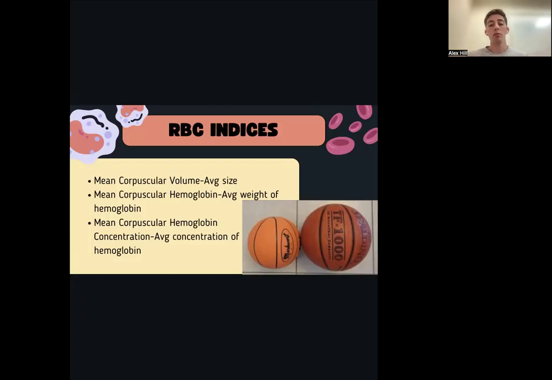So if we have a really small ball, so that's small MCV, with a normal amount of air, that's MCH, then the concentration would be high, right? Because it's a small ball with a normal amount of air, that'll have high MCHC. So that'd be small MCV, normal MCH, and a high MCHC. But MCV and MCH typically trend together because smaller cells typically have less hemoglobin, and larger cells usually have more hemoglobin, making MCHC, or the concentration, more stable.